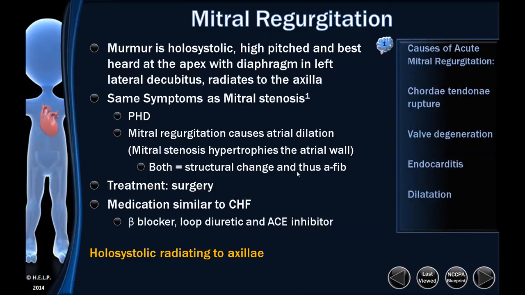The causes of MR, commonly, remember that they have the chordae tendineae, so after a heart attack you can rupture the chordae tendineae and that causes the leaflet to be floppy. Valve degeneration from endocarditis, or the root can dilate itself as well.